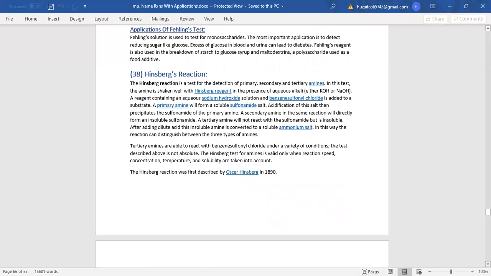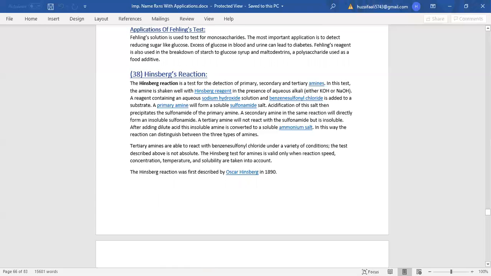Applications. Fehling's solution is used to test for monosaccharides. The most important application is to detect reducing sugar like glucose. Excess of glucose in blood and urine can lead to diabetes. Fehling's reagent is also used in the breakdown of starch to glucose syrup and maltodextrins, a polysaccharide used as a food additive.